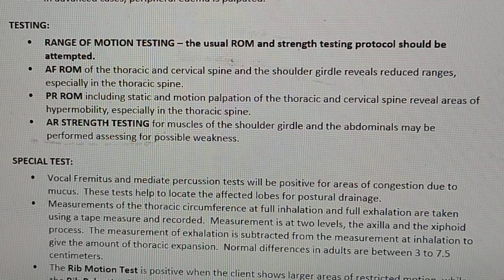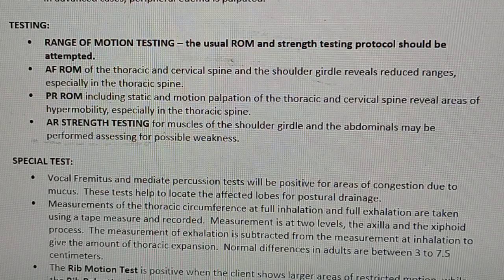Passive relaxed range of motion is when the therapist is helping or doing the movements, including static and motion. Palpation of the thoracic and cervical spine reveals areas of hypermobility. Hypermobility is when the joint is more movable. Okay, hypermobile, especially in the thoracic spine, so it's very movable on the thoracic spine.